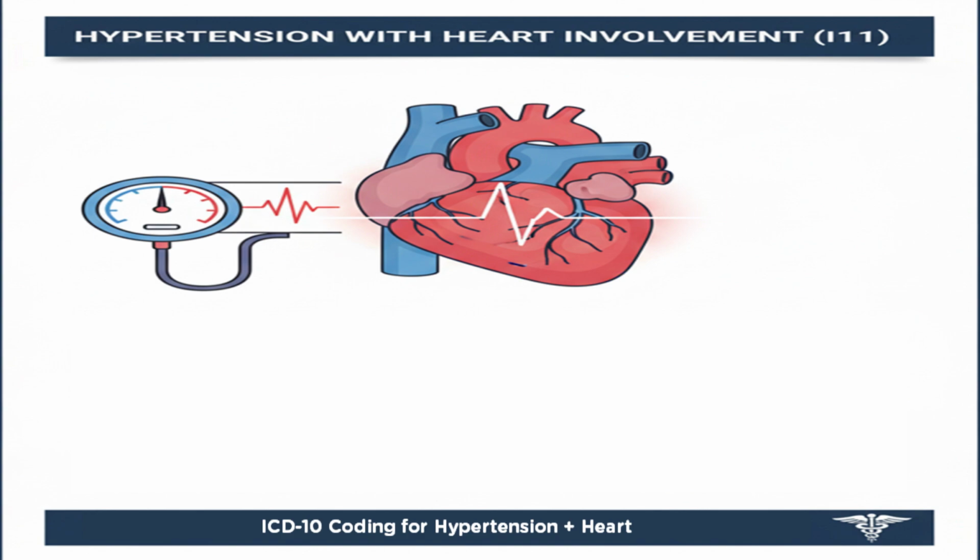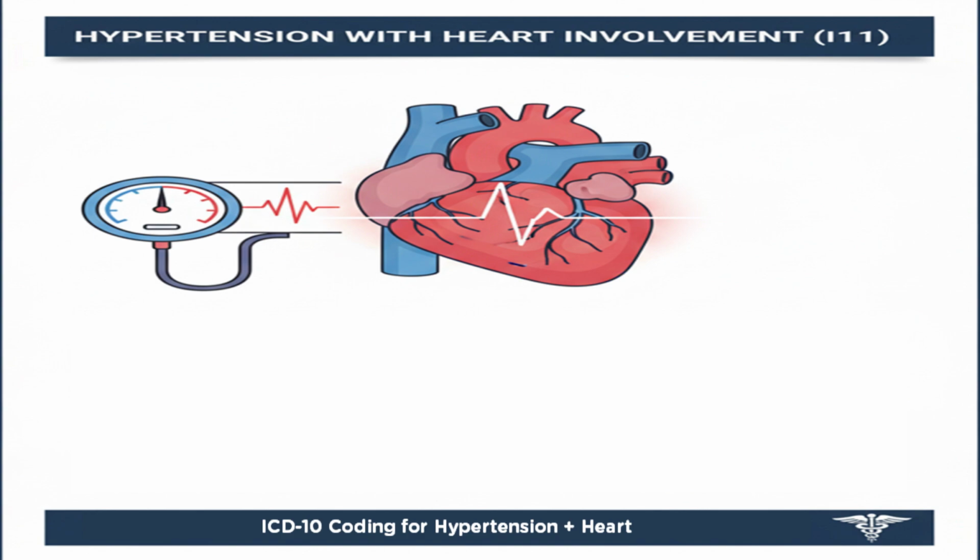Hypertension doesn't always act alone. When high blood pressure causes changes in the heart, such as left ventricular hypertrophy, or contributes to heart failure, we classify it as hypertensive heart disease, coded under I11. This category specifically links hypertension with cardiac complications. The I11 series is used when a patient has a documented relationship between their hypertension and a resulting cardiac condition.